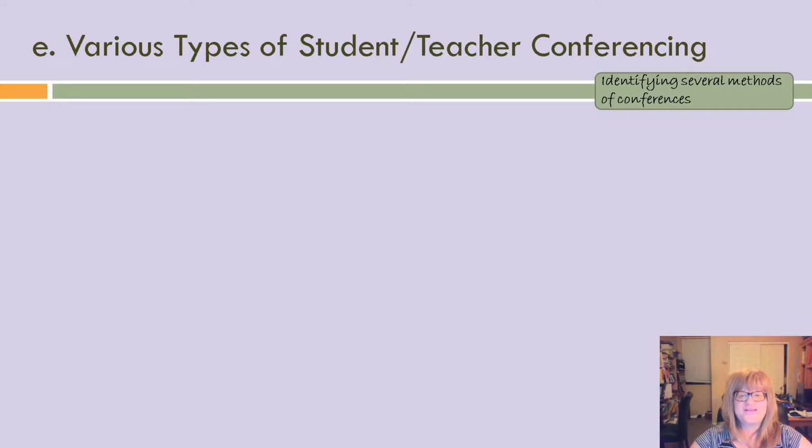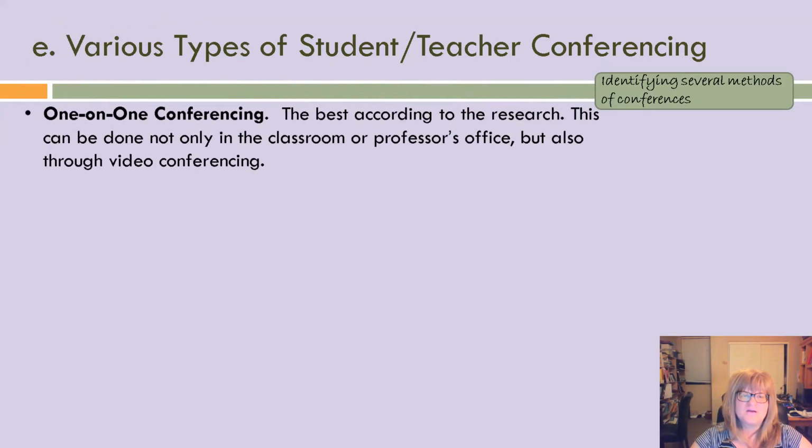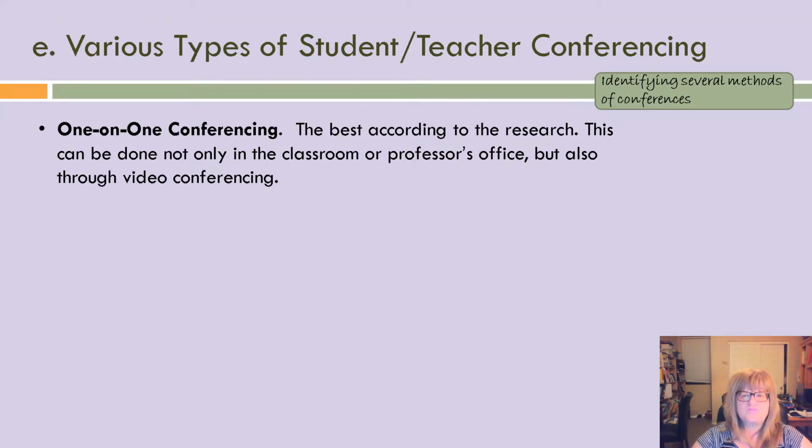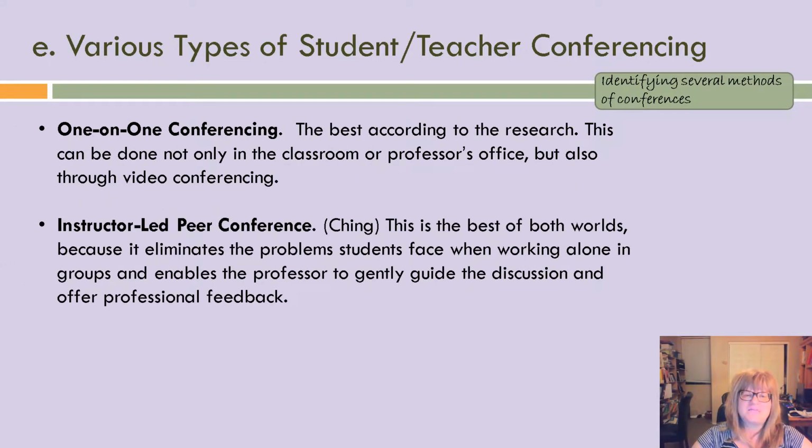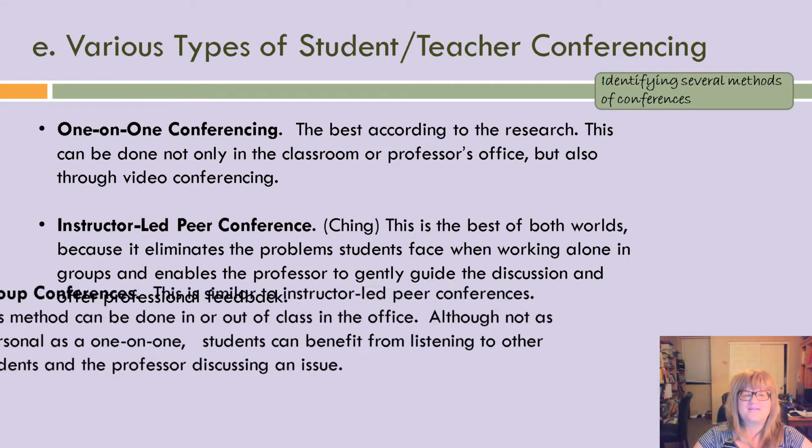There are various types of student-teacher conferences. Of course, one-on-one, that's the one we focused on today. And don't forget that it can be done in the classroom or the professor's office and also through video conferencing. There's also an instructor-led peer conference, which is kind of cool. It combines the best of both worlds so that the students can still work as peers in a peer group, but the professor is gently guiding them in a discussion and offering professional feedback.